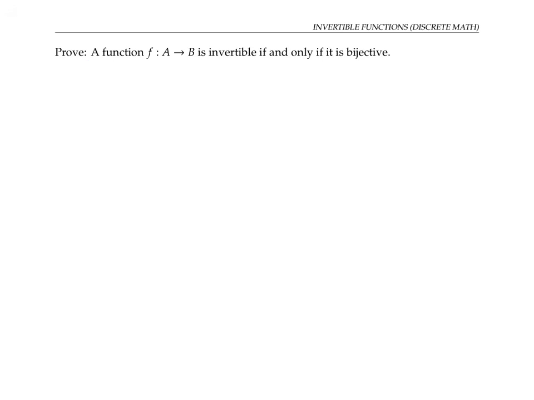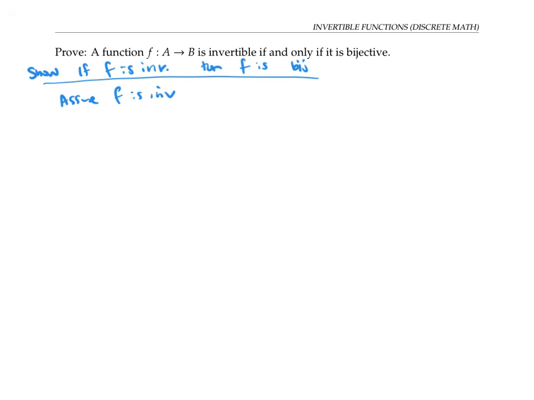Let's prove this fact. Since it's an if and only if, we're going to have to do 2 directions. First, let's show that if F is invertible, then F is a bijection, 1 to 1 and onto, and then next we'll show the other direction. If F is a bijection, then it's invertible. So let's start with this one first. Let's assume F is invertible. To show it's a bijection, we need to show first that F is 1 to 1, and then we'll also show that F is onto.